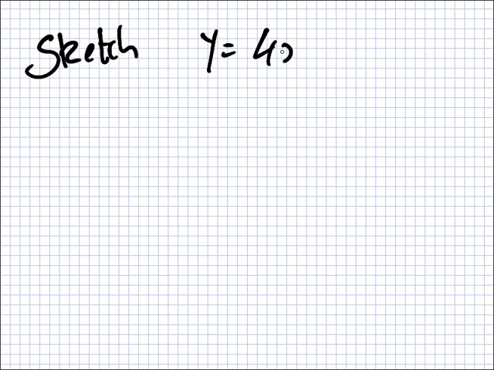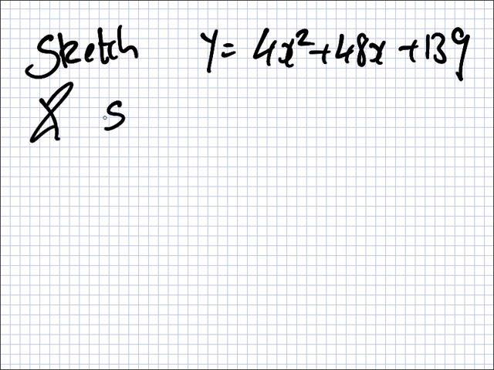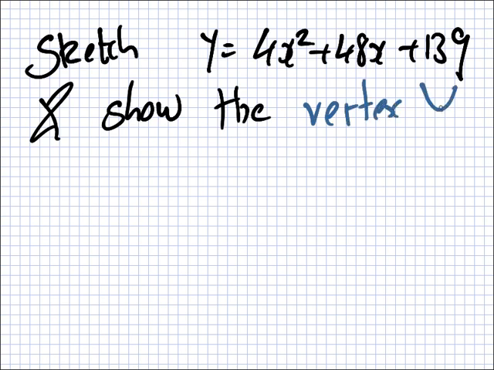So, the next one is sketch y equals 4x squared plus 48x plus 139, and show the vertex, and the vertex is that point right there you were talking about. So we'll have a look at this. The best method for this type, where you want to show the vertex, the turning point, is completing the square. So let's complete the square here.